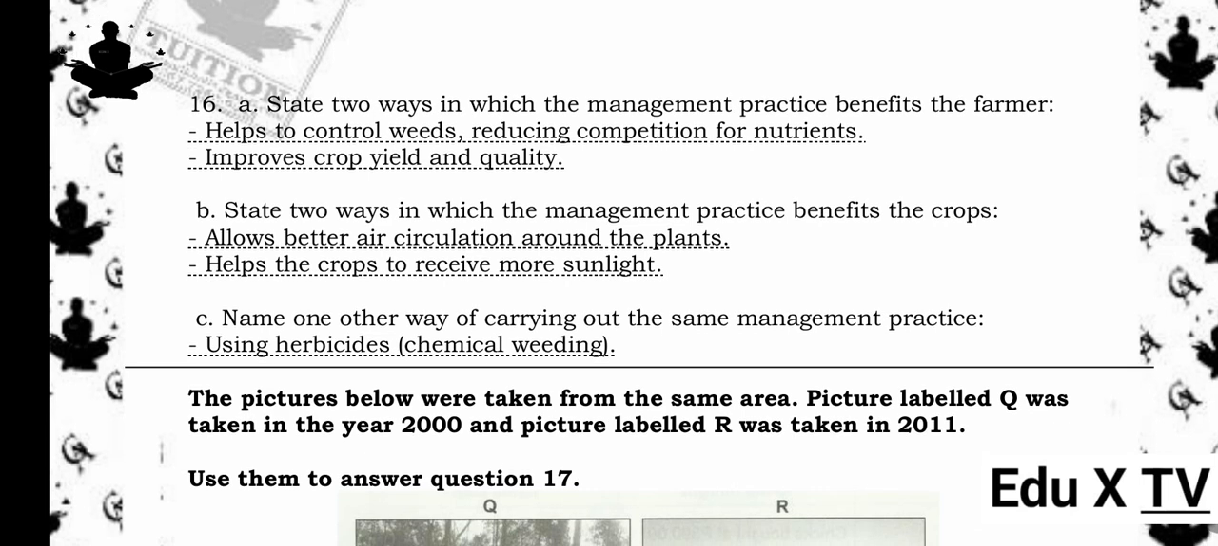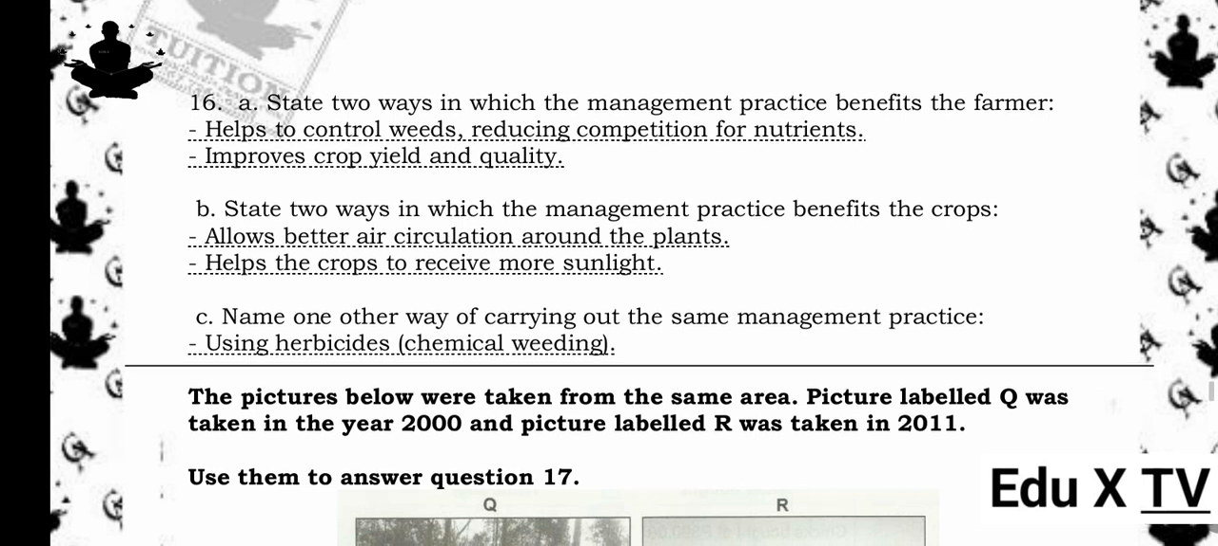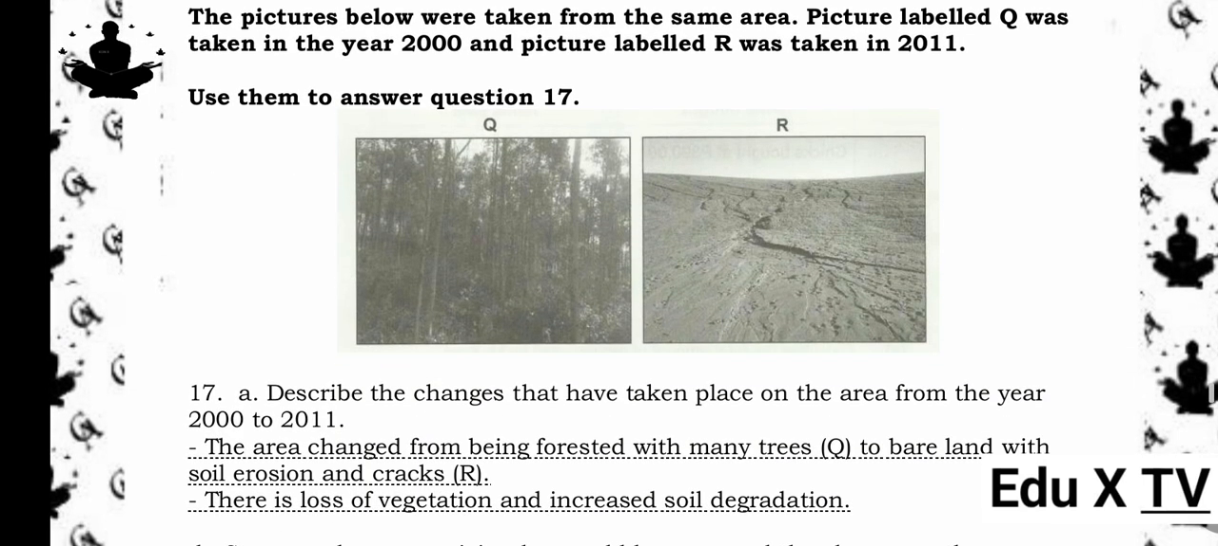16. A. State 2 ways in which the management practice benefits the farmer. Helps to control weeds, reducing competition for nutrients. Improves crop yield and quality. B. State 2 ways in which the management practice benefits the crops. Allows better air circulation around the plants. Helps the crops to receive more sunlight. C. Name one other way of carrying out the same management practice. Using herbicides, chemical weeding.